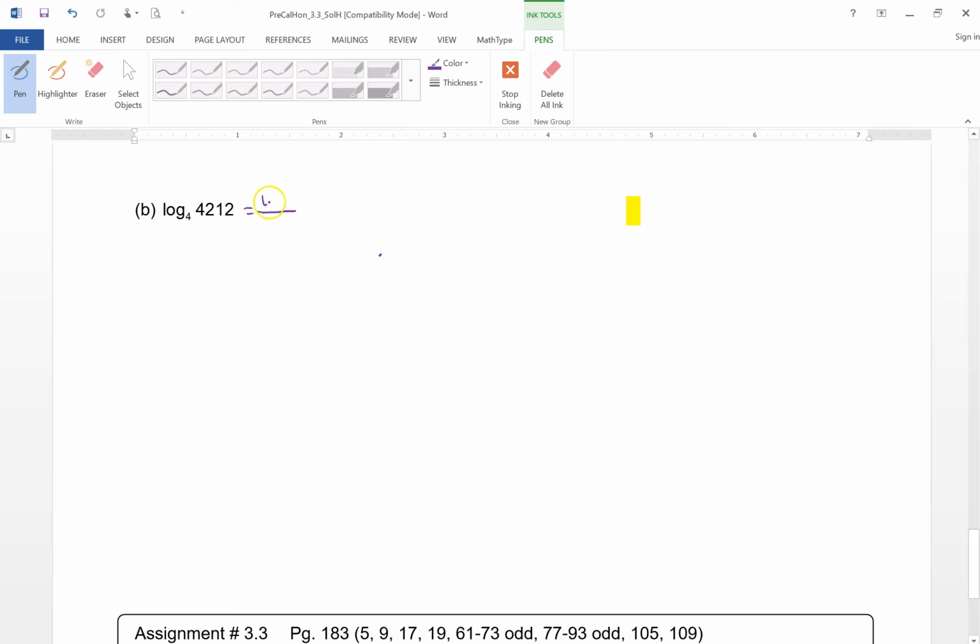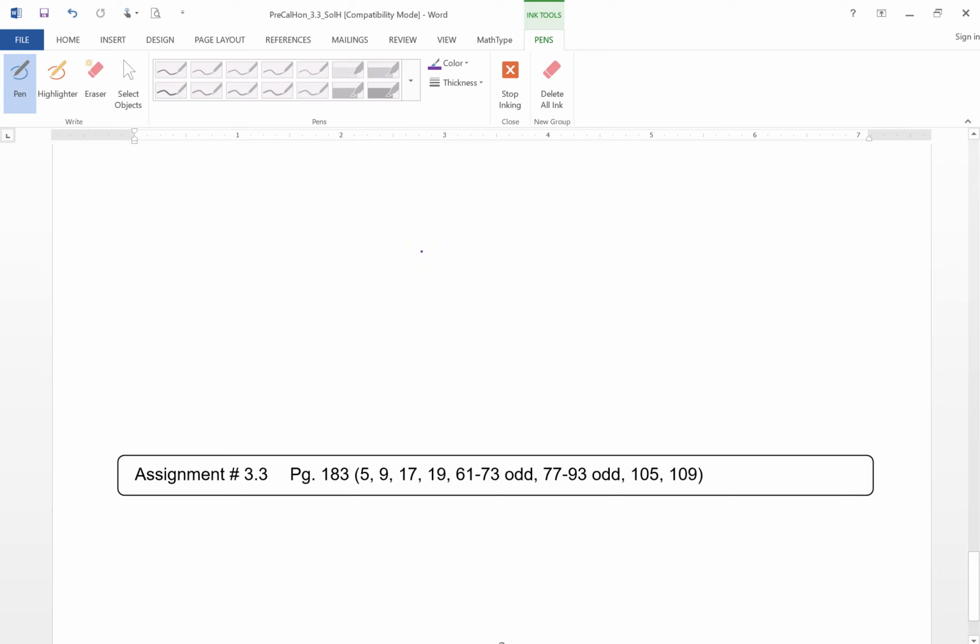Right, so it's going to be log of 4,212 divided by log of 4. Okay? So where you place your parentheses matters, especially when you're dividing. So this is, okay, let me have your attention for another minute. 6.020.